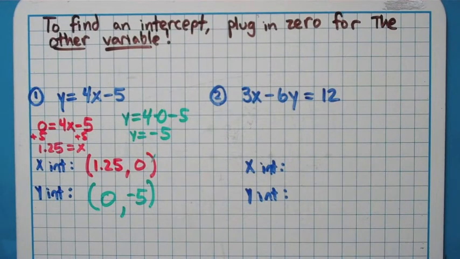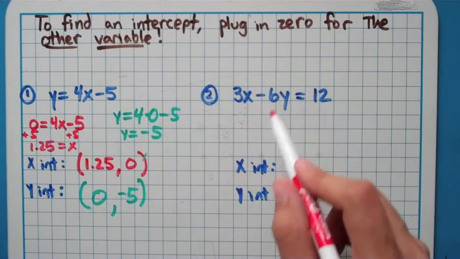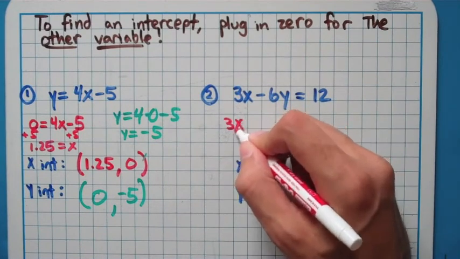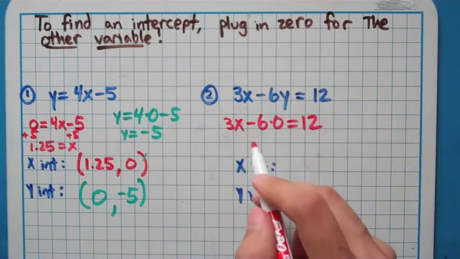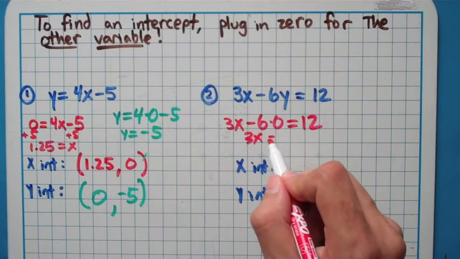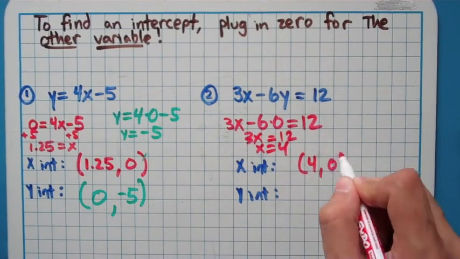So go ahead and try out this second problem for yourself. Find your x and your y-intercepts. Okay, for the x-intercept, I'm going to plug in a 0 for y. I get 3x minus 6 times 0 equals 12. 3x minus 0 equals 12. I get x equals 4. So it's going to be 4 comma 0.